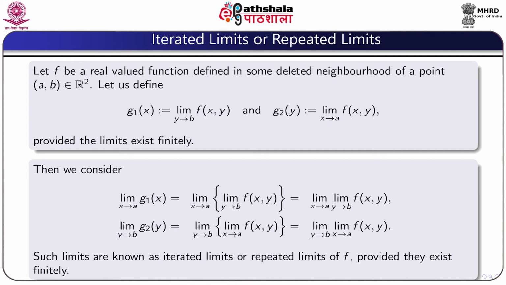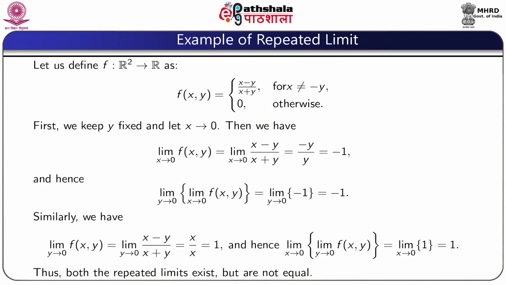Now, g1(x) is a function of x, so we can consider its limit as x tends to a, and what we get is limit x tending to a, limit y tending to b of f(x, y). In a similar fashion, from g2(y), we can find limit y tending to b, limit x tending to a of f(x, y). Such limits are known as iterated limits or repeated limits of f, provided they exist finitely. We give some examples of repeated limits.